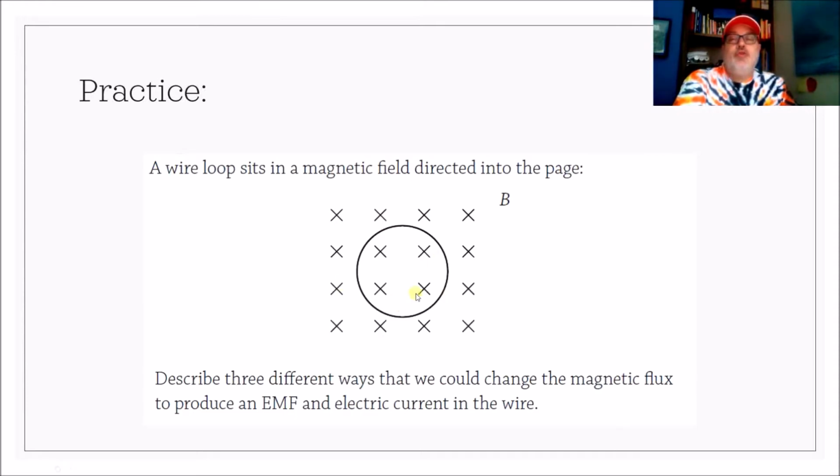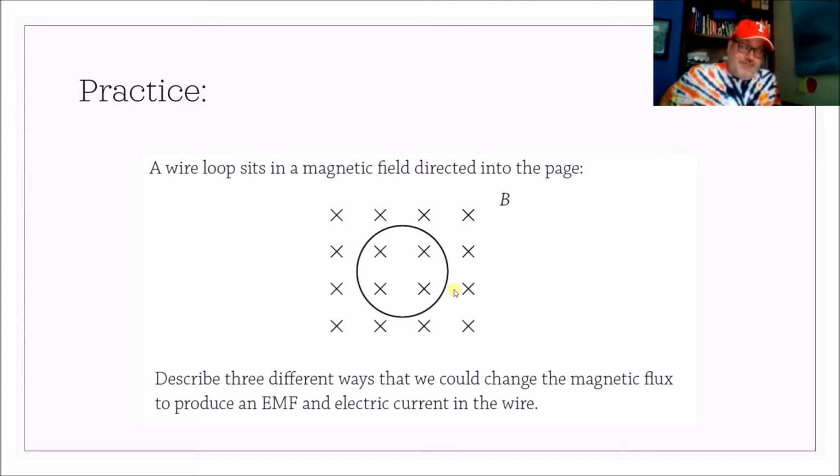I could take the loop and move it completely out of the magnetic field, and I would have a change in flux. So I'd have flux, and then I'd go to no flux. So that would work. I could change the area of it by smashing it flat and then opening it up and then smashing it flat. That would change the area. That'll work. I could change the strength of the magnetic field somehow, like make the magnetic field stronger or weaker.